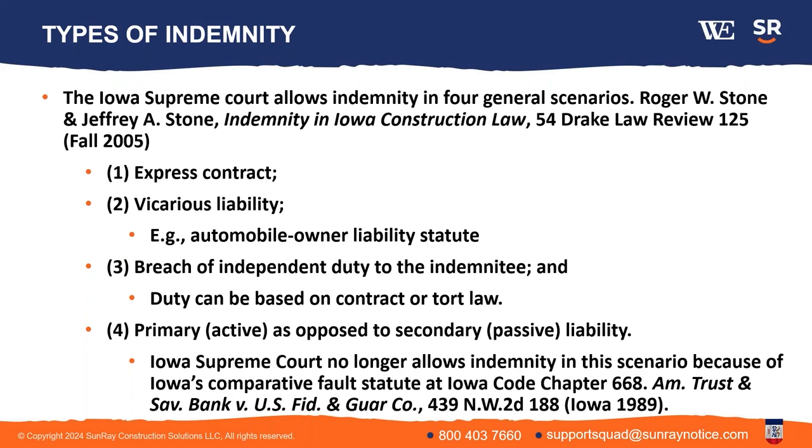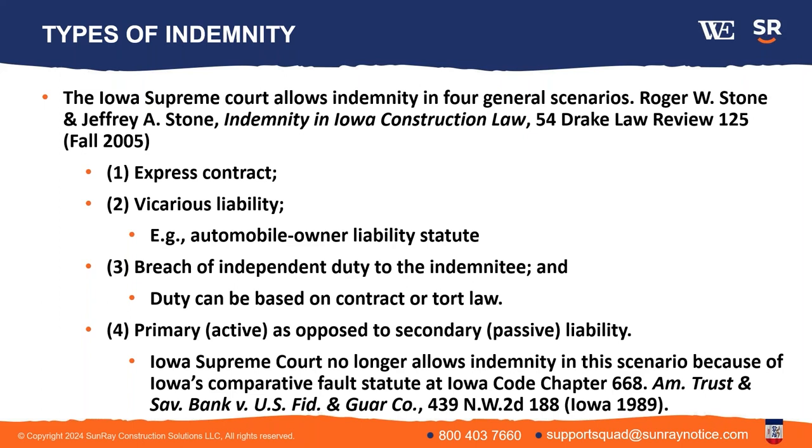And what that means is a person who's vicariously liable is legally liable, but it's based on the actions of someone else. So, for example, in Iowa and many states, the owner of an automobile is liable for damages caused by a driver of that automobile if the driver was driving it with permission. So, for example, a parent who owns a car and their teenage son or daughter is driving that car and gets in an accident, the parent is vicariously liable under often these statutes that are called owner liability statutes.